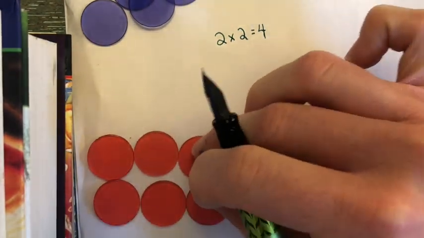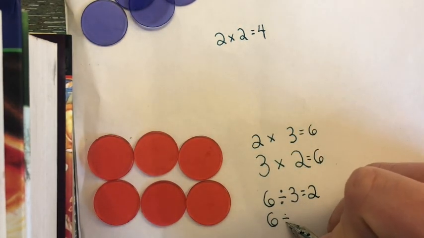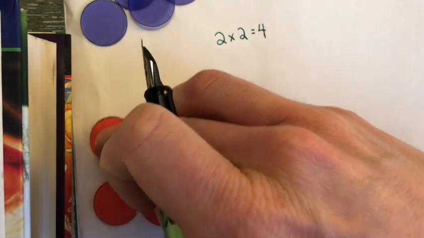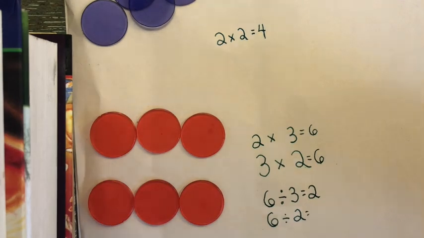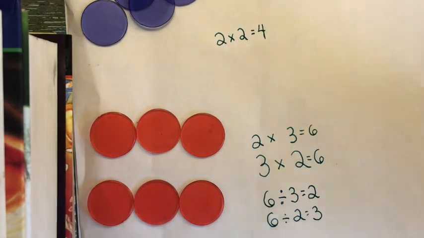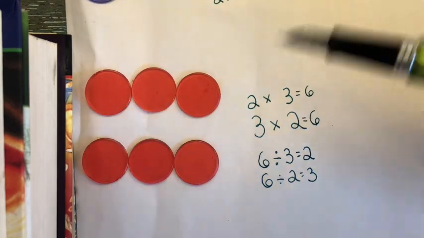So I'm going to put my array back, and I'm going to go 6 counters. And I'm dividing it into 2 equal groups. So I'm going to divide it into 2 groups. Okay, and I will have 1, 2, 3 counters in each group. So just like when we did our addition and subtraction fact families, guys, this is the same idea.